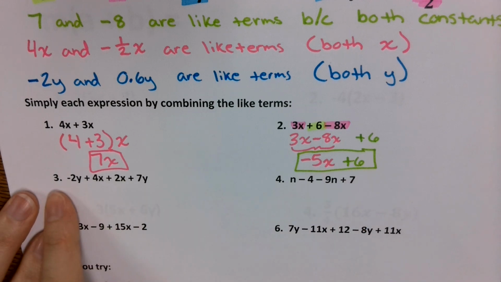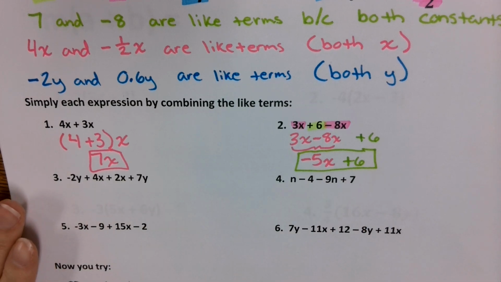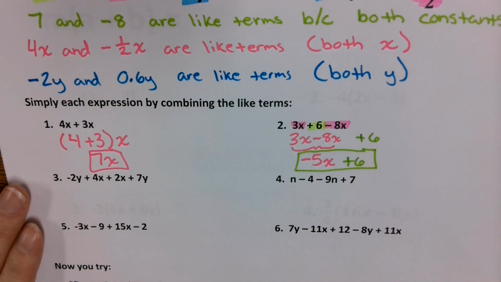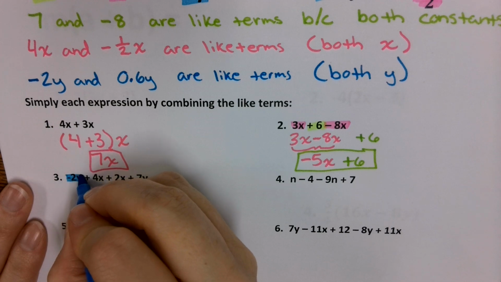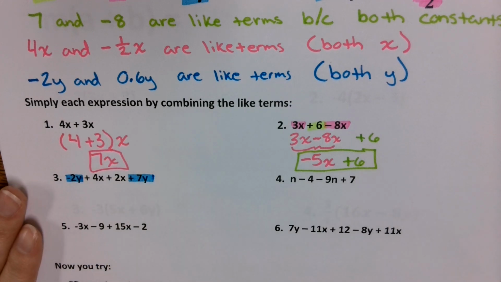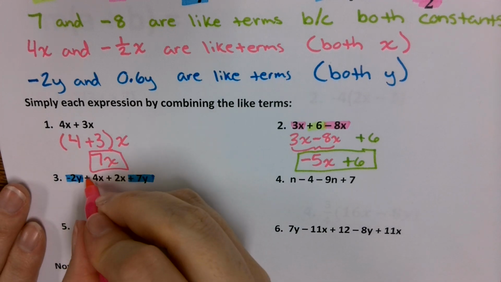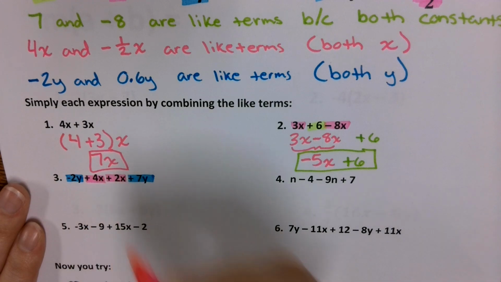If we take a look at problem number 3, we're focusing on what our like terms are. We have a negative 2y. Do we have any like terms in common with negative 2y? The 7y, right? We have a 7y. So I'm going to do negative 2y and a positive 7y. I'm going to highlight in my blue. Do I have any like terms in common with this 4x? Yes, the 2x. I have a positive 4x and a positive 2x.